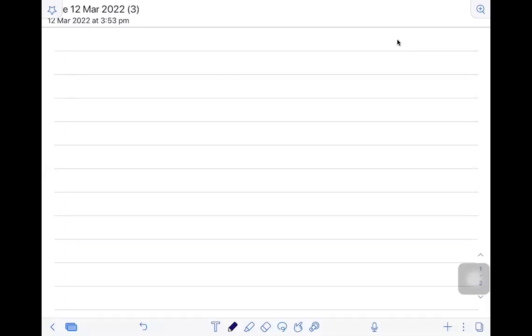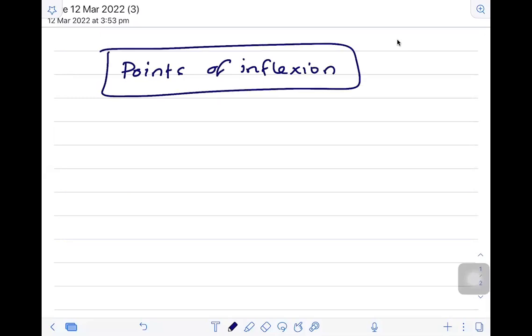Okay, so we're just going to look at points of inflection. Now, basically a point of inflection is where there is a change in concavity. So, like if you have a maximum and then you go to a minimum, somewhere along that point, there will be a change in the concavity.